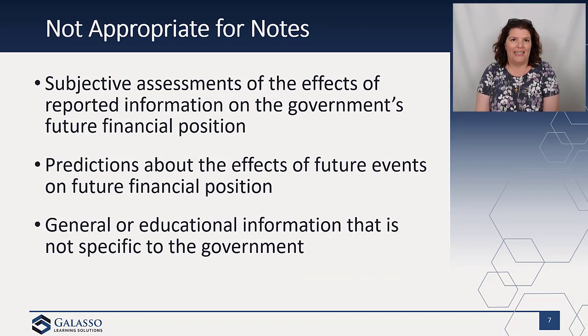What do we not want in the notes? Very subjective assessments of the effects of reported information on future financial position. Obviously, this would exclude things like expectations or assumptions about the future that are inputs to measures that are in the financial statements. So for example, fair value inputs would obviously be appropriate for the notes. This is more subjective items that are not in those financial statements. Predictions about the effects of future events on financial position, and general or educational information not specific to the government, right? We don't want boilerplate definitions, like what is an asset? That's not really appropriate in the notes.